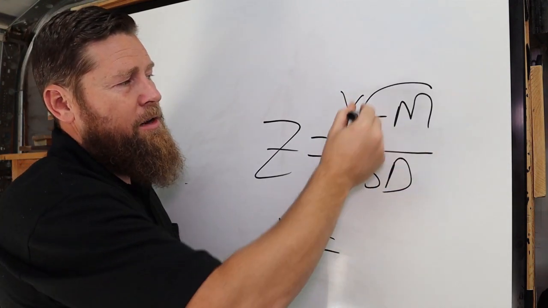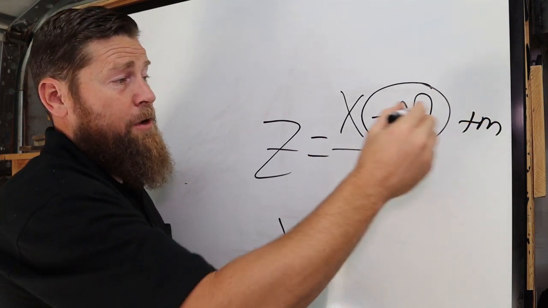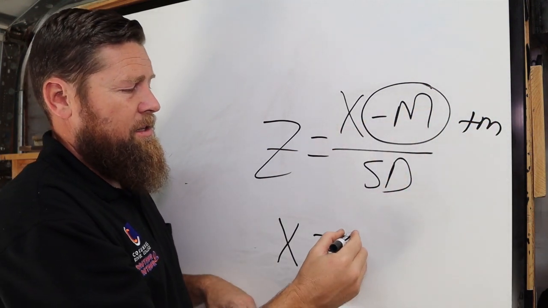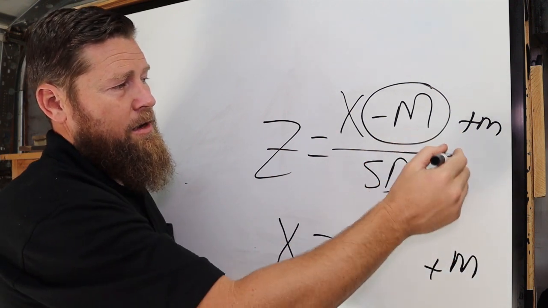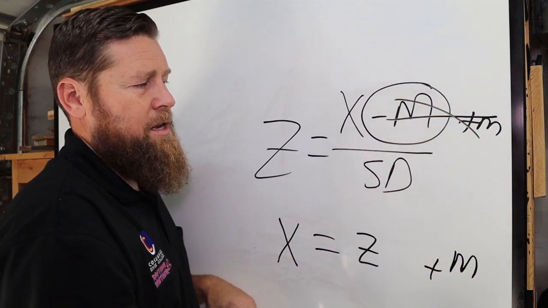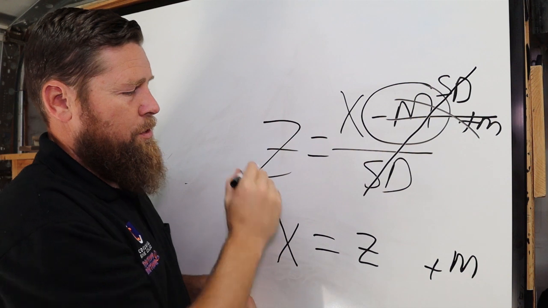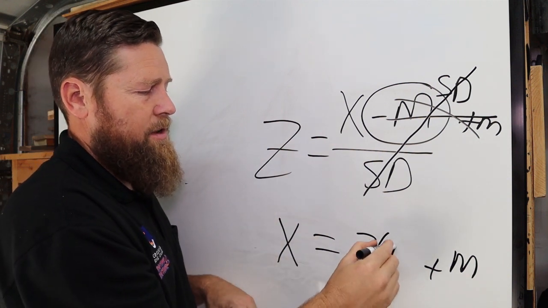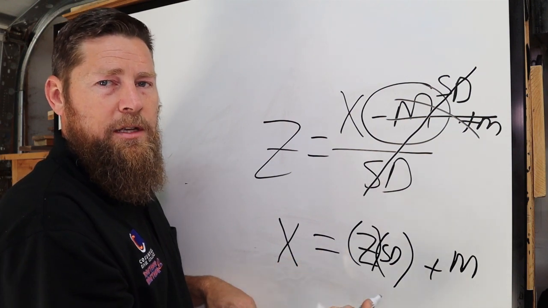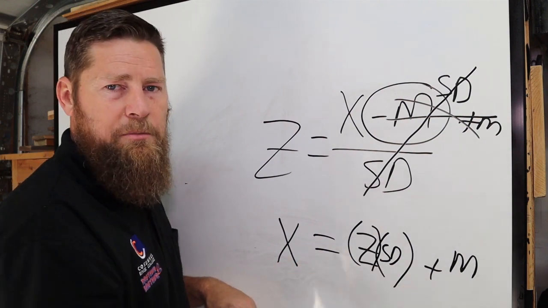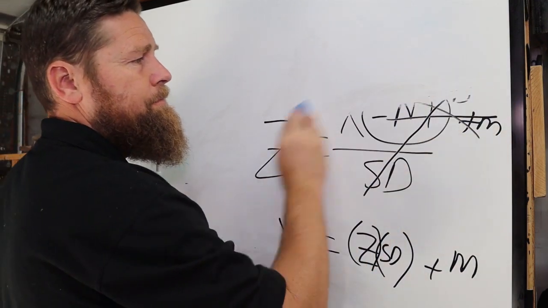So if I want to get rid of a negative mean, I just add the mean. If I do that to both sides of the equation, then it's going to be z plus mean. And over here, that gets rid of the mean. I'm going to also have to multiply by standard deviation. So if I multiply z times standard deviation, then I get x equals z times standard deviation plus mean. That's going to give us the scores we need.